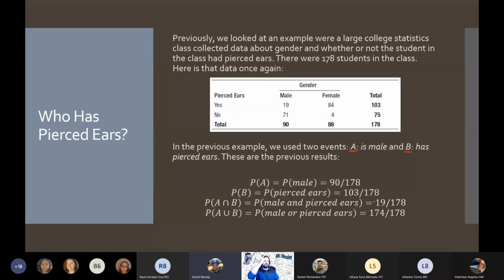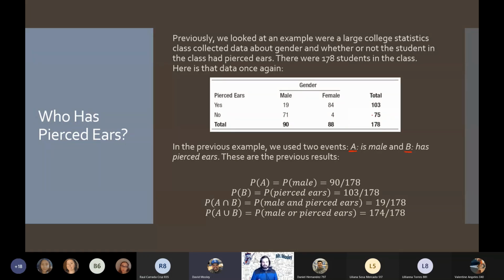We know the probability that a student selected from this class is male: 90 male students out of 178. The probability that a student selected randomly has pierced ears is 103 out of 178. The probability that a student selected at random is male and has pierced ears is a smaller number: 19 students out of 178. And then what's the probability that a randomly selected student is male or has pierced ears? That creates a larger set of possibilities. They can be male or have pierced ears.